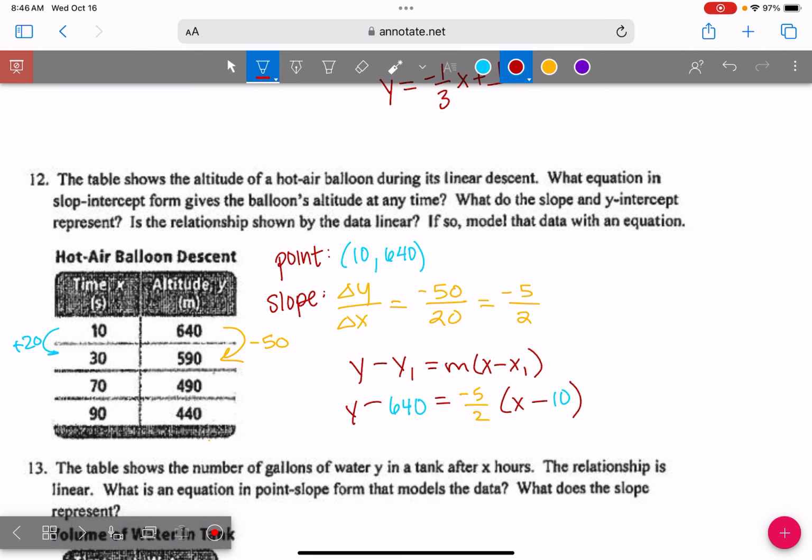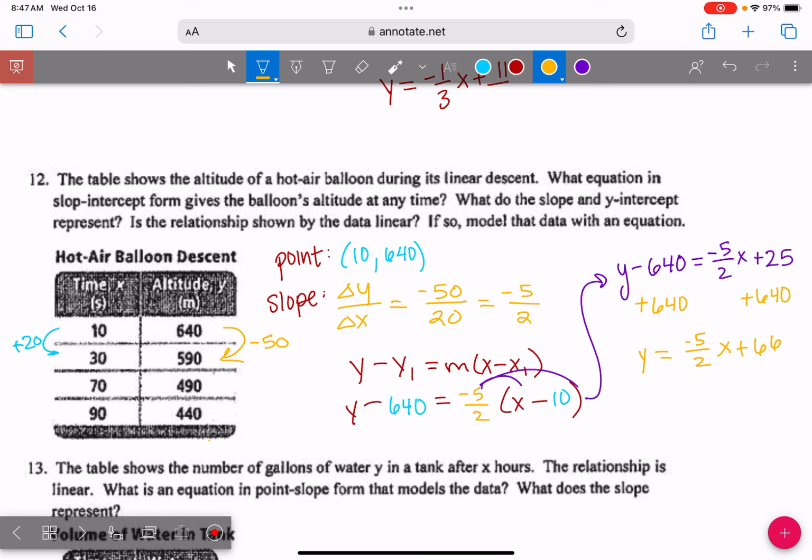And now let's go back into my problem and see if I'm okay to leave it in point slope form. It says what equation in slope intercept form? All right, so slope intercept form. So I need to get this as y by itself. So I'm going to distribute my slope. So I have y minus 640 equals negative 5/2 x. And then once I multiply that with my 10, I get a plus 25. Now I'm going to add 640 to both sides. So I'm left with y equals negative 5/2 x. And then 25 plus 640 is positive 665.